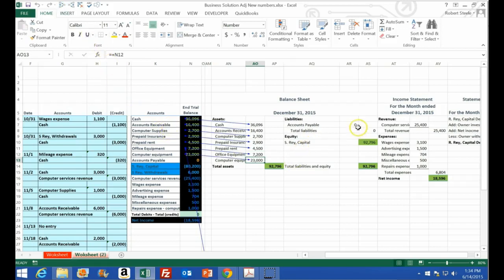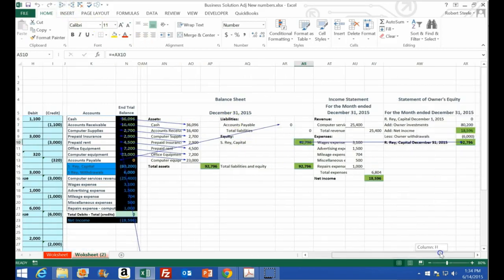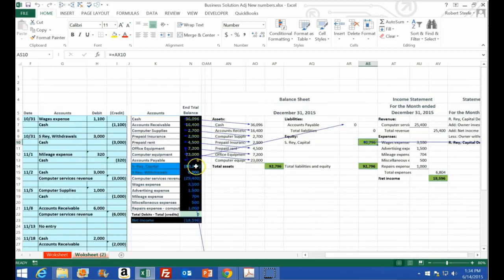There's all the assets. There are no liabilities in this case, but I still put it here. And the capital account, where's that coming from? It's coming from over here. So we haven't found all this stuff, but I know if I highlight all of that, that adds up to the capital, because the assets, the top half, have to equal the bottom half. So if the assets add up to 92,796, and there's no liabilities, then this must be a credit of 92,796.